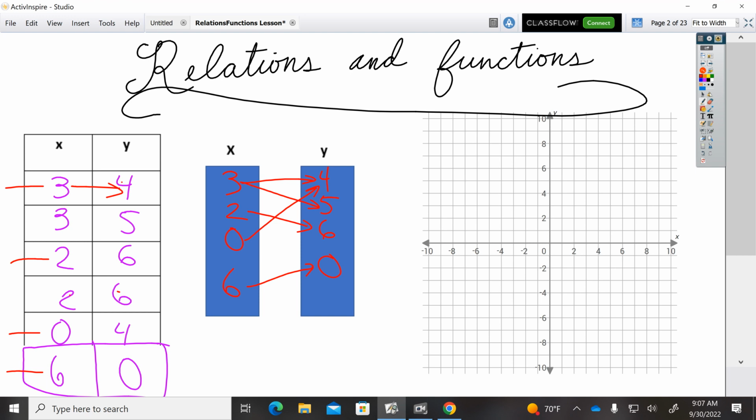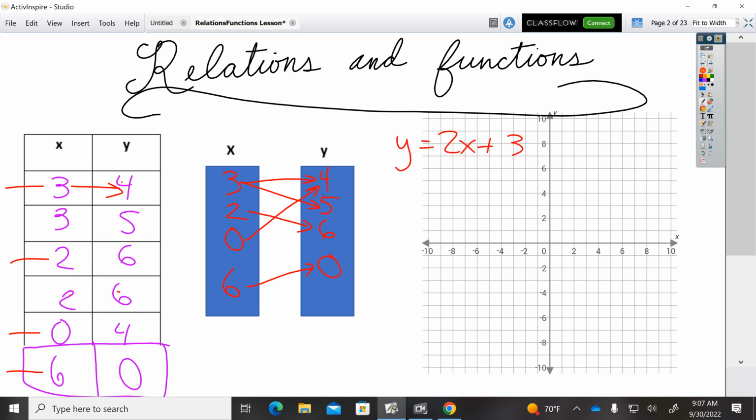Now, if you remember what I said on the last page, is this a function, yes or no? No, why? It's repeated on the x. Does the 4 being repeated matter? No, only the x matters. Are you with me?